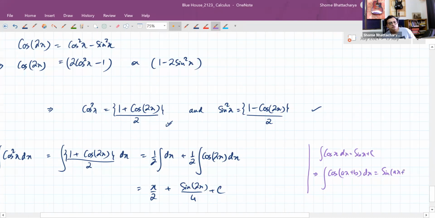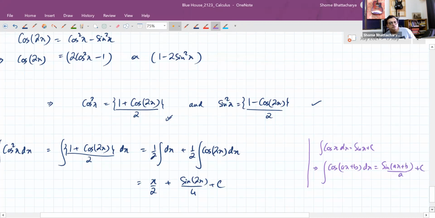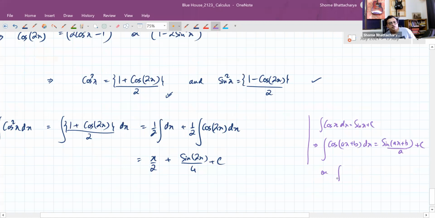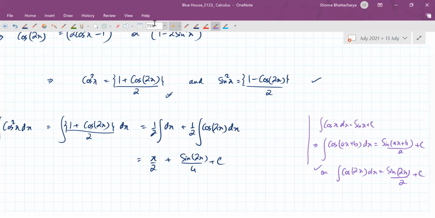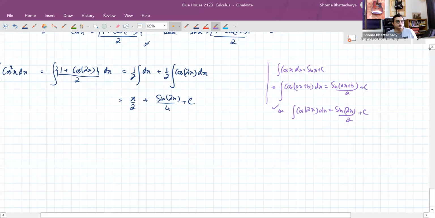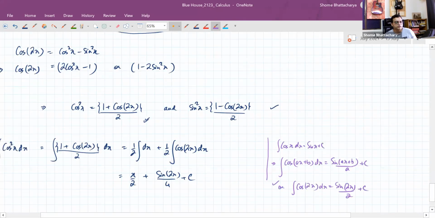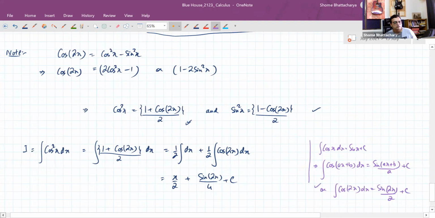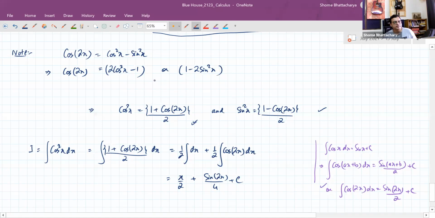In general, that will be like this. So specifically, integration of cos 2x is sin 2x by 2 plus c. So that's what we are making use of over here. So I'll just leave you to make a quick note of this integral. And most importantly, this identity.